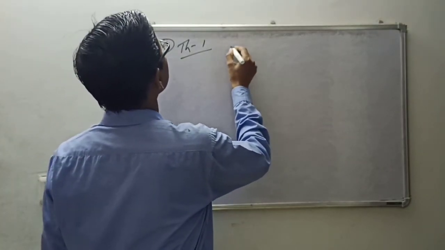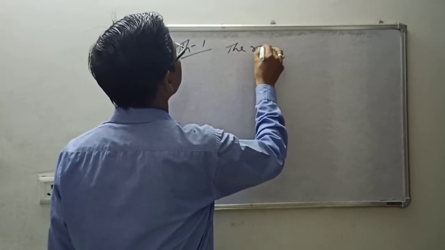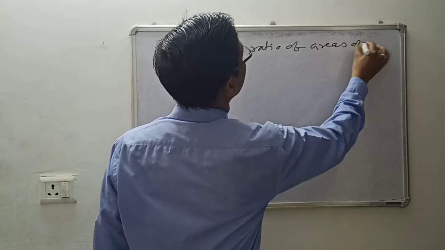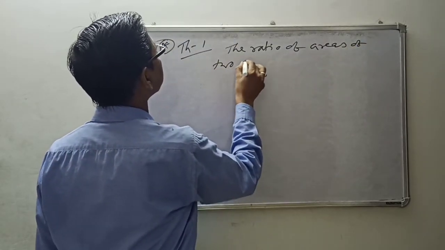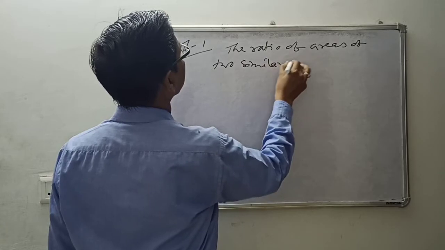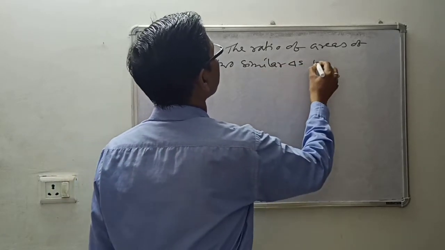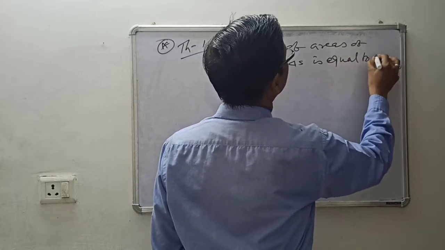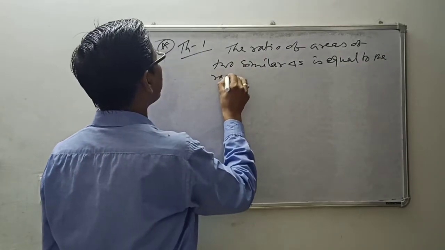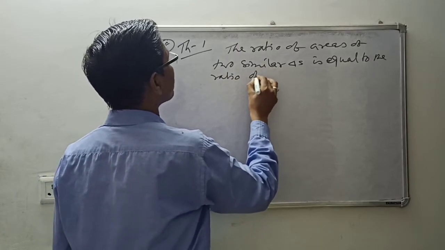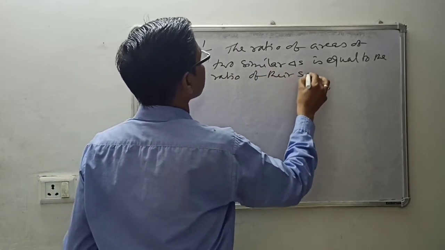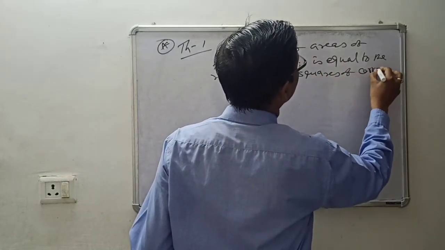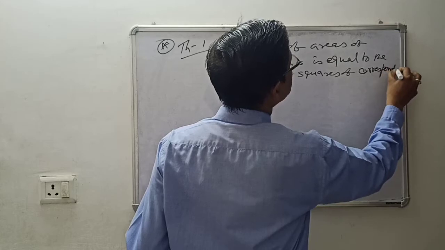So what is this? The ratio of areas of two similar triangles is equal to the ratio of their squares of corresponding sides. Squares of corresponding sides.